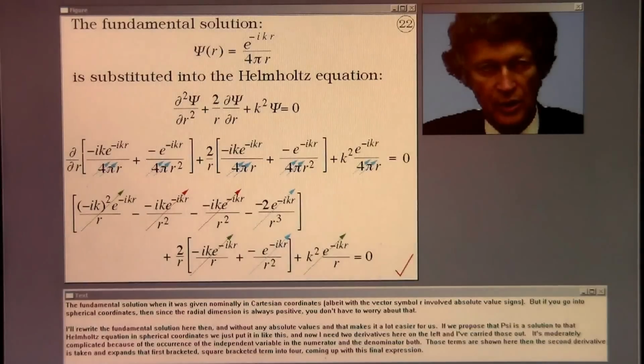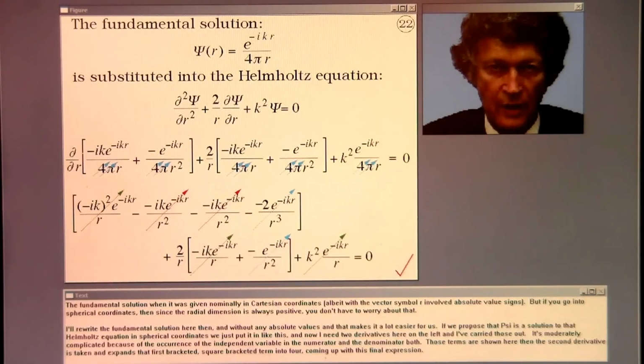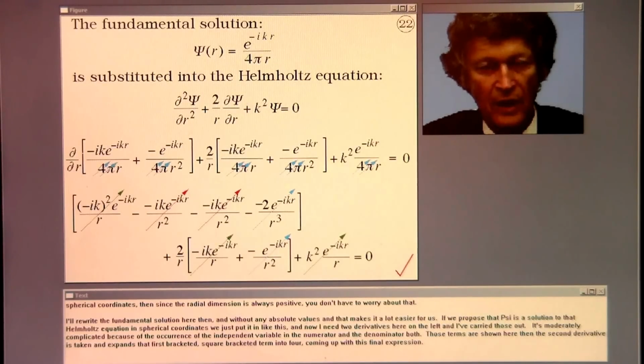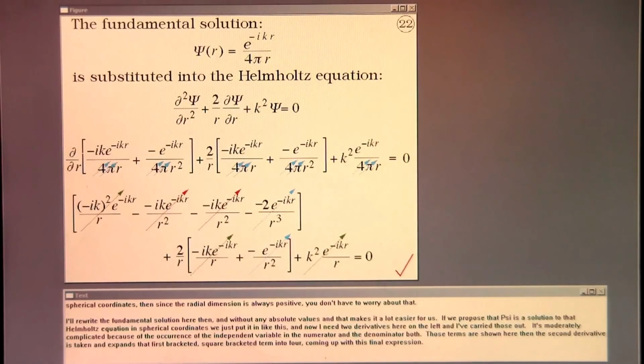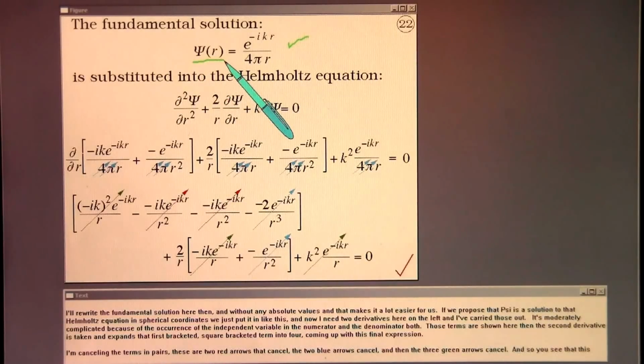The fundamental solution, when it was given nominally in Cartesian coordinates, albeit with a vector symbol r, involved absolute value signs. But if you go into spherical coordinates, then since the radial dimension is always positive, you don't have to worry about that. I'll rewrite the fundamental solution here then, without any absolute values, and that makes it a lot easier for us. If we propose that psi is a solution to that Helmholtz equation in spherical coordinates, we just put it in like this.